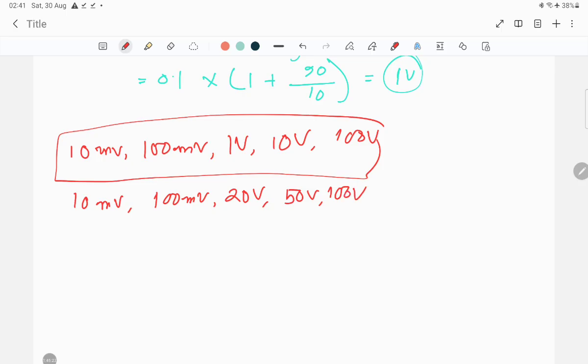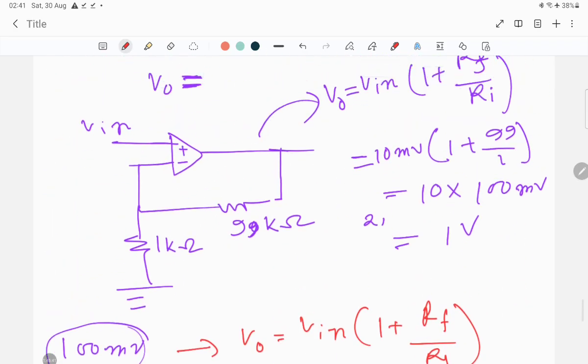Okay, so if we go for these arrangements, how will it be working? Right now we are selecting 20 volt, so 20 volt is definitely higher than 1 volt. So what are the switches that you need to connect for 20 volt?